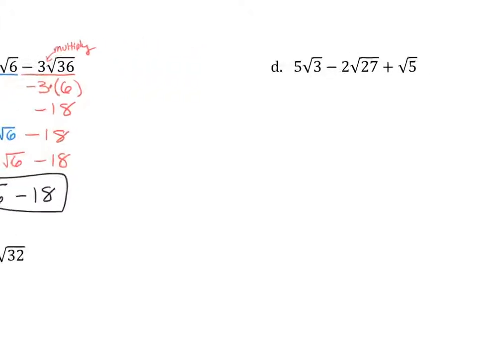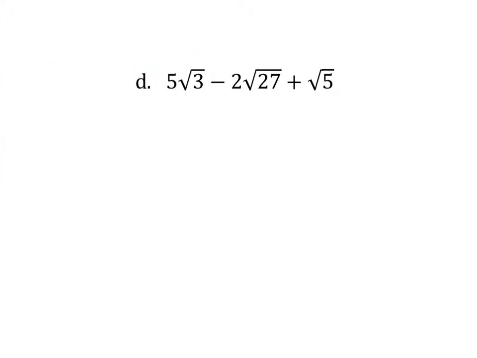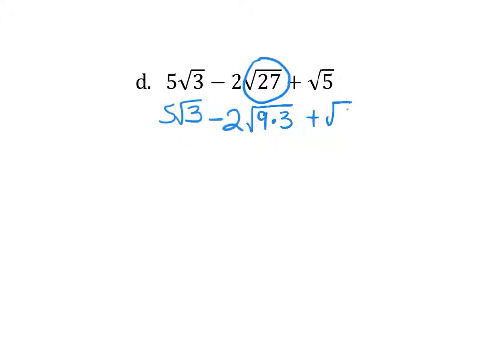So letter D. The only square root that could be simplified anymore was the square root of 27. So we could have our 5 square root 3 has to stay the same, minus 2. And then the perfect square that can go into 27 is 9. So we split it up as 9 times 3. Use our product rule to write that as 2 square roots.